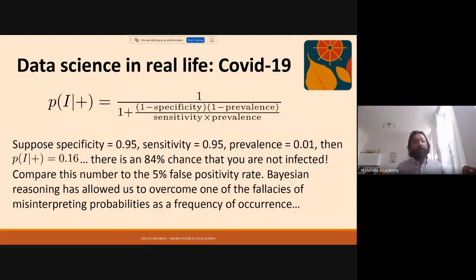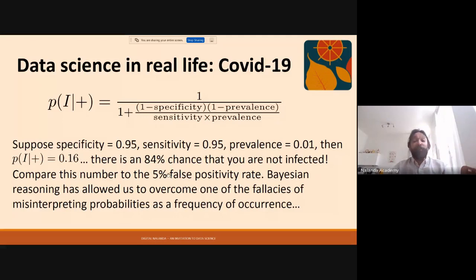So you have to compare this number to the 5% false positivity rate. If you had just that number in your mind, then you would maybe have this false impression that only 5% of tests would test positive if the person wasn't infected. It's not true. You've not really interpreted probability correctly by just going by that number. By simple application of Bayes theorem, we have been able to overcome one of the biggest fallacies that occur when you misinterpret probabilities as an occurrence.